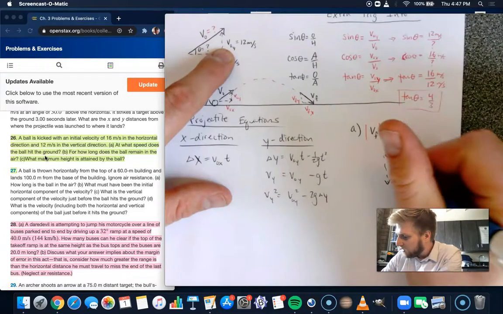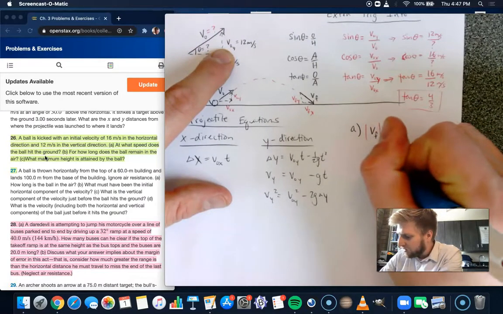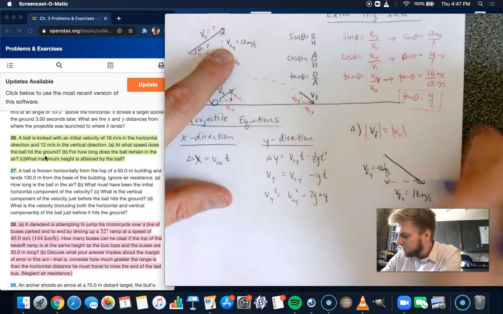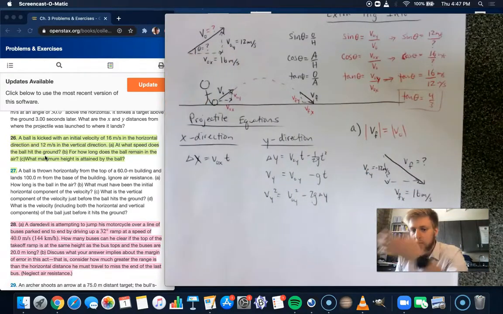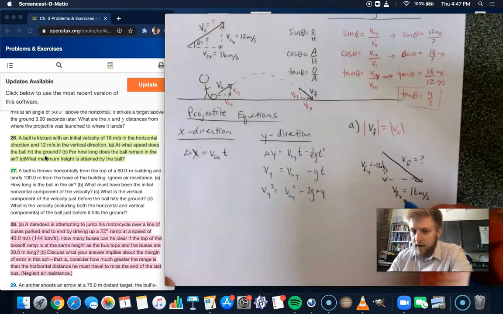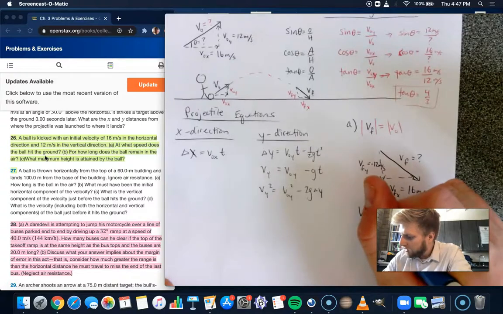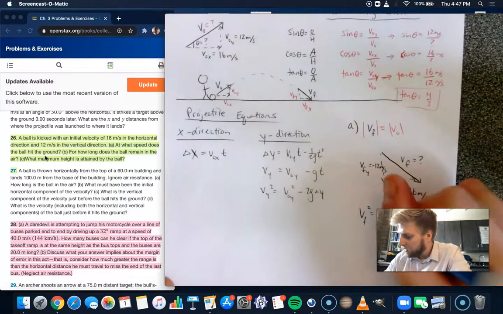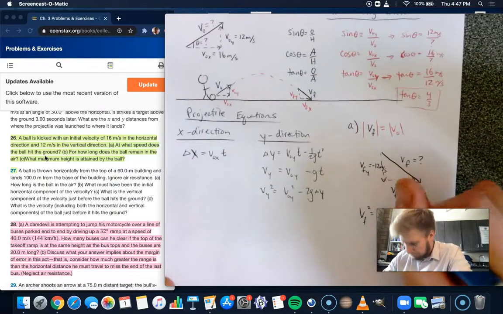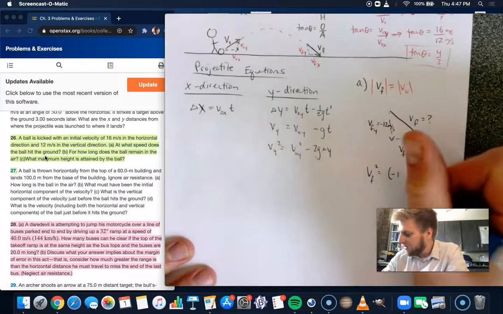So we can argue by symmetry that V final in the y is just negative 12 meters per second. And we're after this thing here, the hypotenuse. So we can use our old friend, the Pythagorean theorem. So VF squared is going to be this squared plus this squared. We've got to be careful to use our parentheses and square everything.